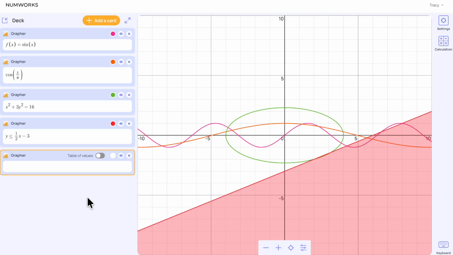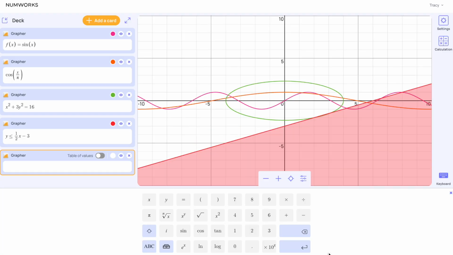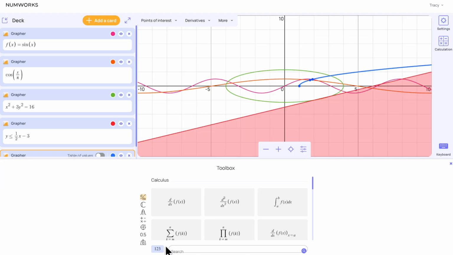Numbers, letters, special math characters, and functions can be found in the keyboard. Selections from the keyboard will appear in the last input field selected. Make sure to check the Shift key and the Toolbox key for more advanced functions.